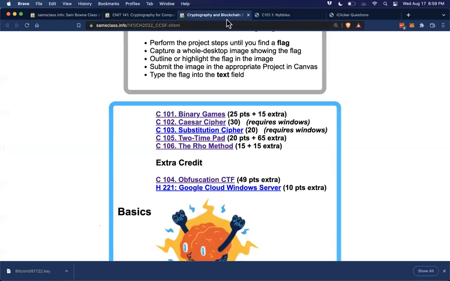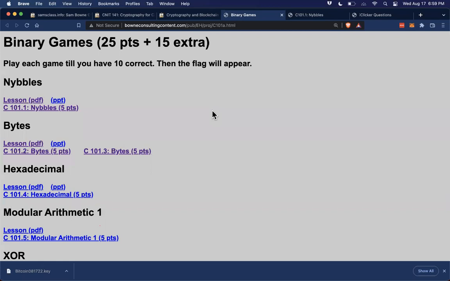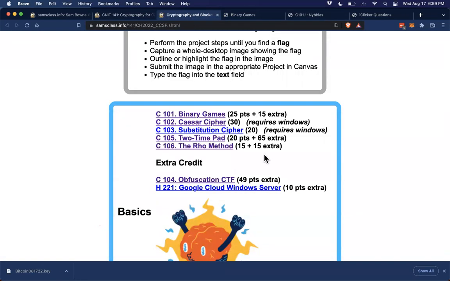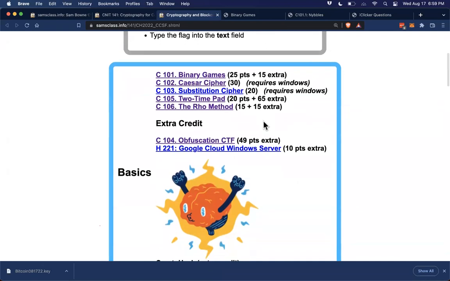And you'll find there's a bunch of these. They're worth 5 points each. And you cover various topics, nibbles, then bytes, hexadecimal, modular arithmetic, XOR, and so on. So do a few of those. It'd be a good thing for you to do. And of course, feel free to move ahead. There's no reason to wait until projects are due. You can move ahead to other ones if you like.